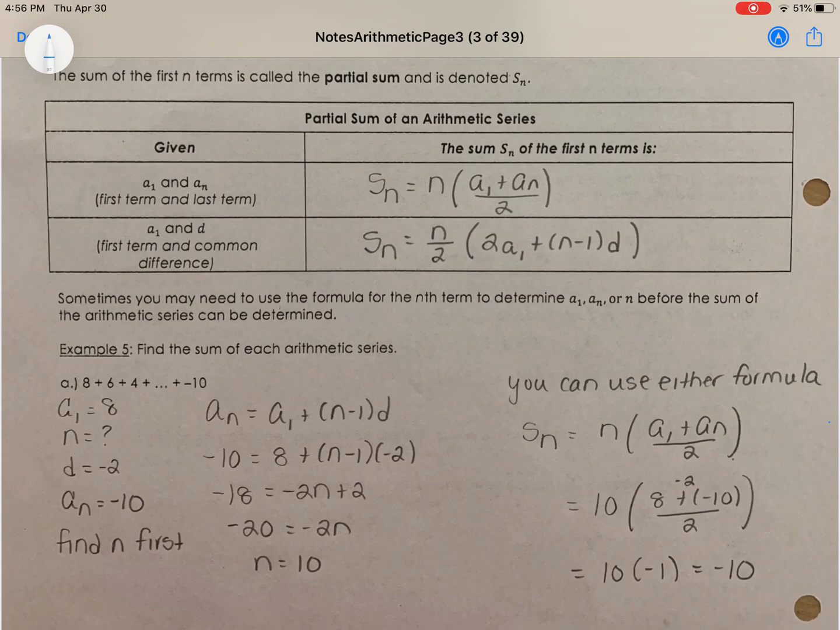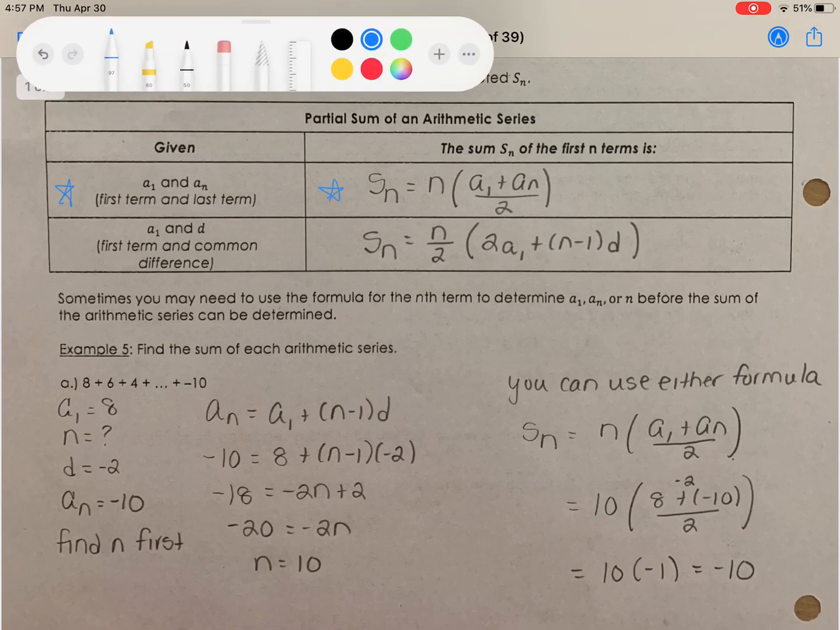So the sum of the first n terms is called the partial sum, and it's denoted S sub n. For A sub n, that was the nth term. S sub n is now going to be the sum of the n terms. So there are 2 formulas that we potentially could use for an arithmetic series. One for a sequence, and now we have 2 for series. It depends on what you're given.